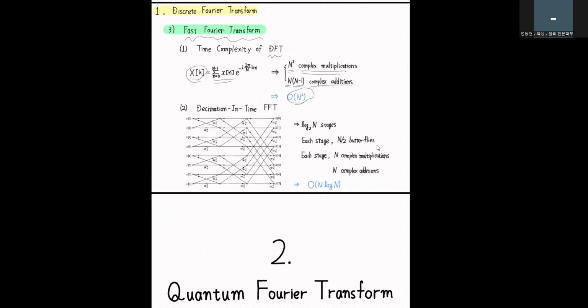In addition, there's another method, called the decimation in time fast Fourier transform, which instead performs the multiplication in certain stages, log base 2 of n stages. So in each stage, there are n over 2 different branches, and this gives us n complex multiplications and n complex additions. So we have a speed up from the simple version of matrix multiplication, which gives us a complexity of n log n.